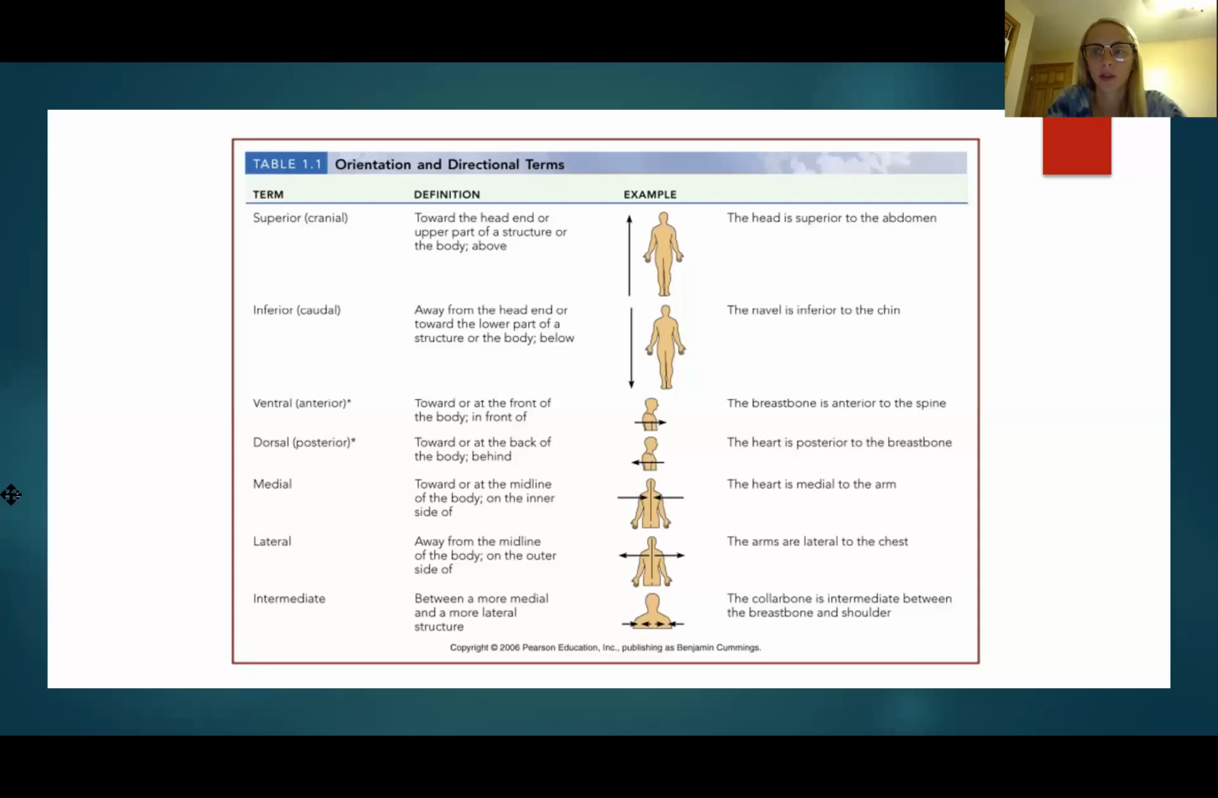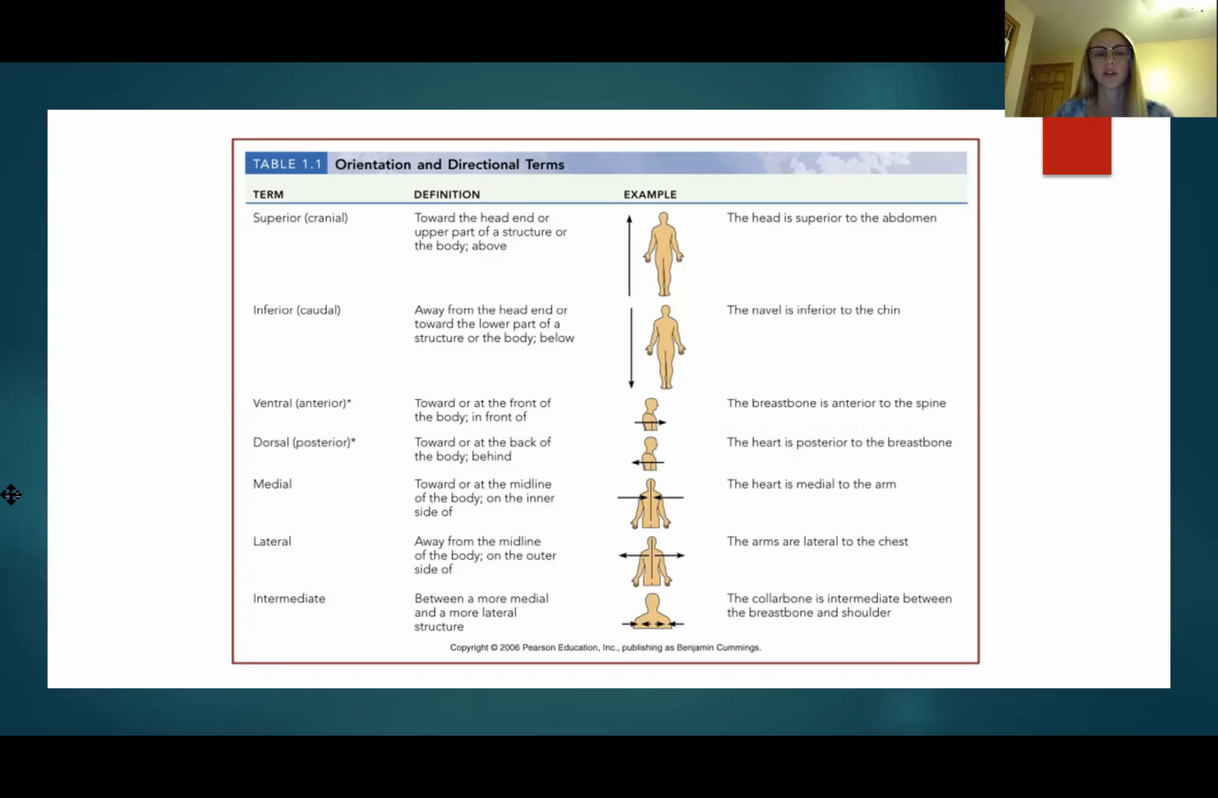Okay, so let's go over some of these terms here. Here are some directional and orientation terms. I also have a print off of all of this information that I will send out. Okay, so superior. Superior is going to be referring to towards the head or the upper part of a structure.